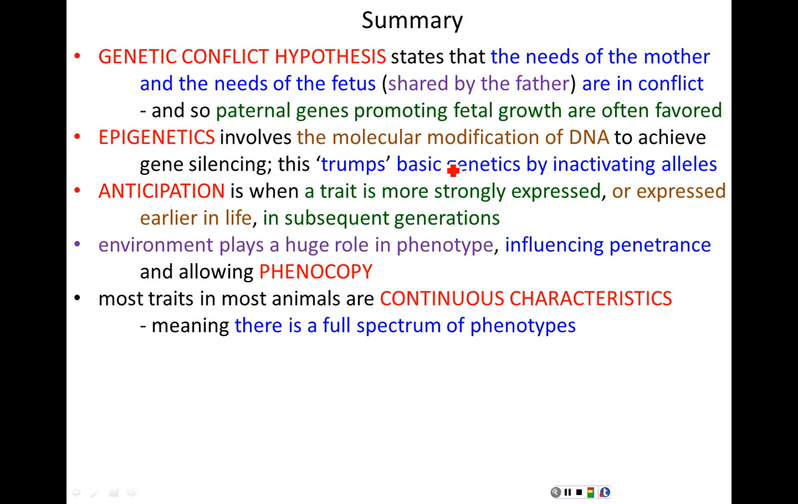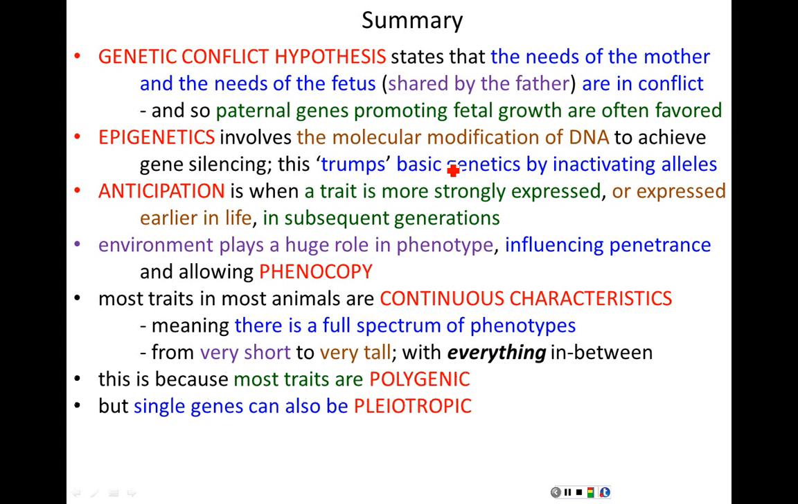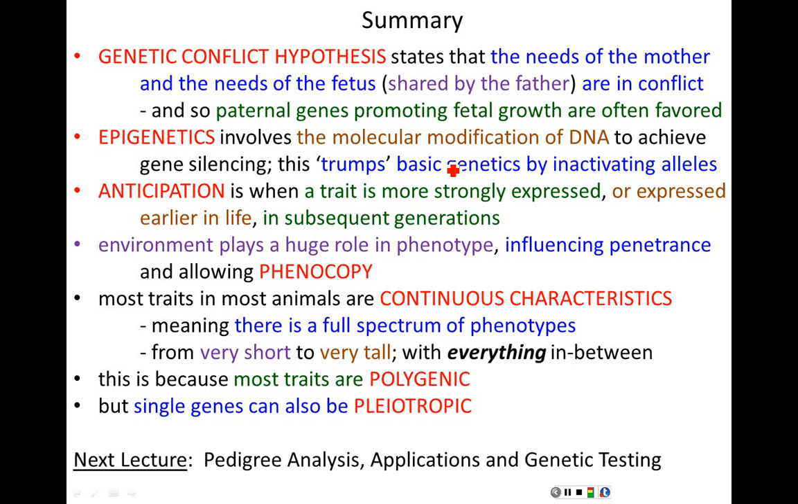Here there is not A or B, tall or short, but the full absolute spectrum of all phenotypes in between the two extremes, from very short to very tall with every height in between. We defined the terms polygenic, meaning many genes affect a single trait, and we also defined the term pleiotropic, meaning one gene affects multiple traits.